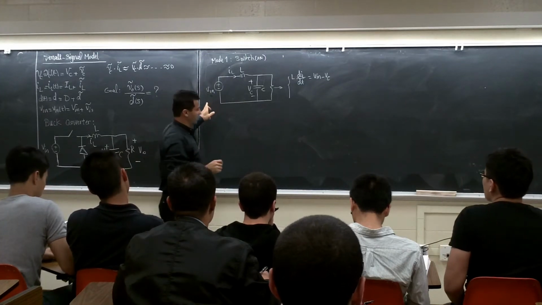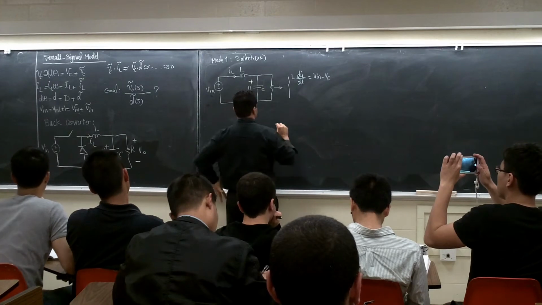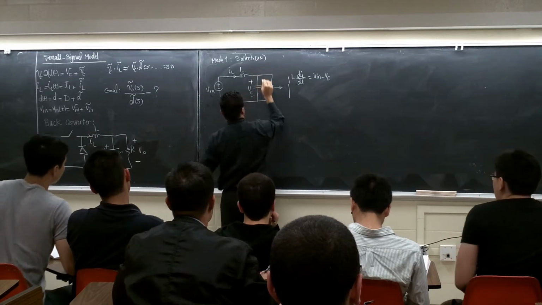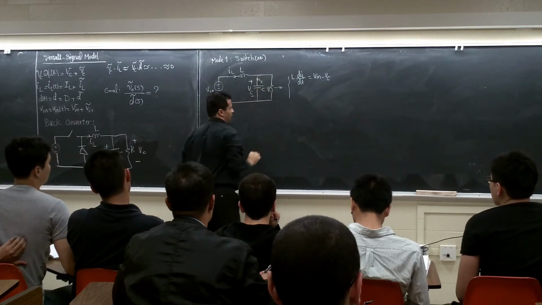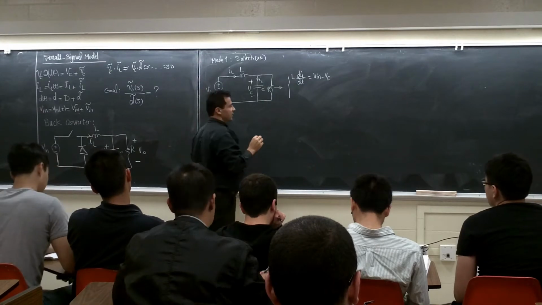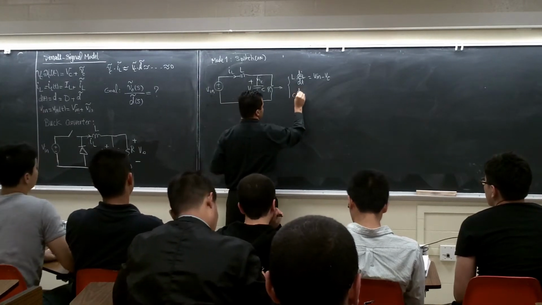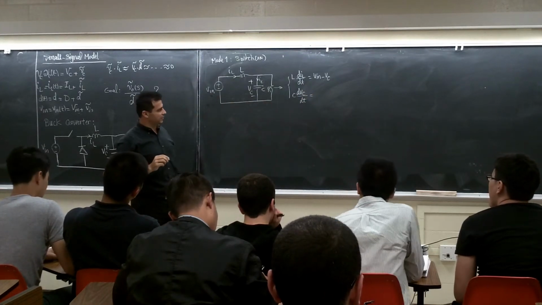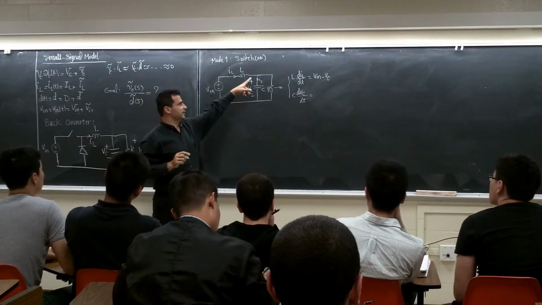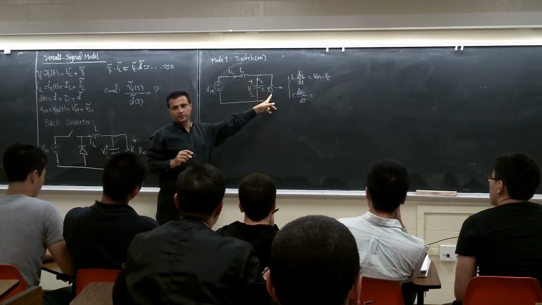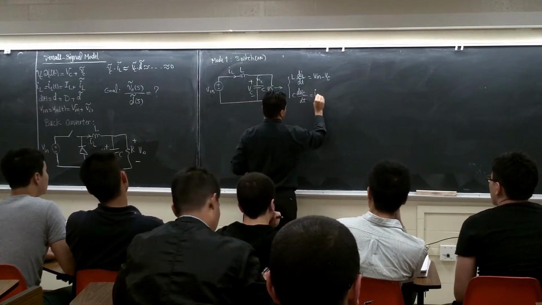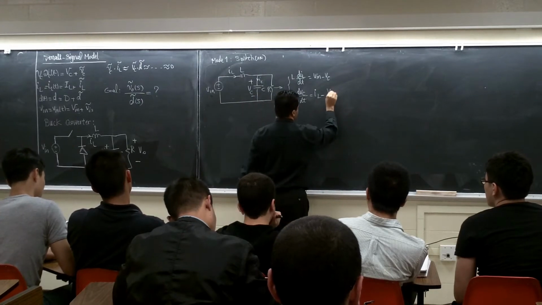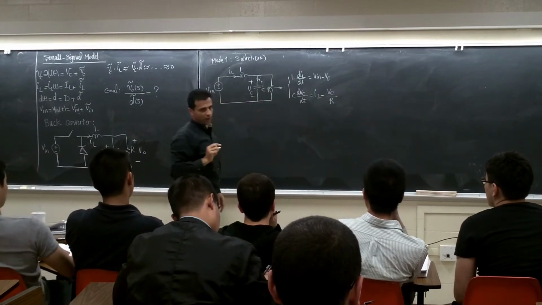The next equation: we need to write something for Vc. This is R, this is IL, this is IC. We said IC is equal to C dV over dt, so C dVc over dt is equal to IC. IC is equal to IL minus IR, and IR is Vc over R. This is when the switch is on.